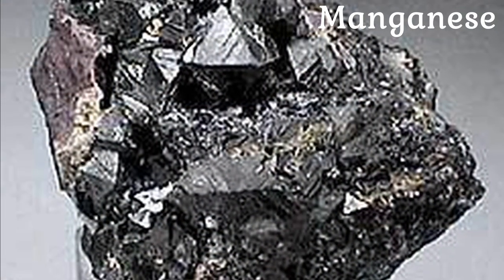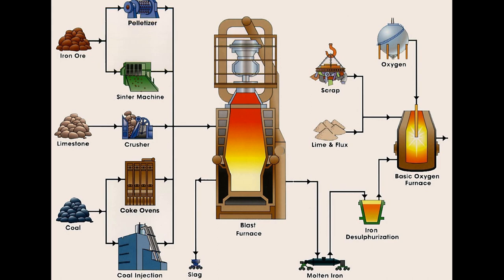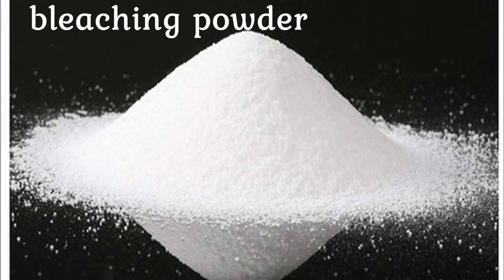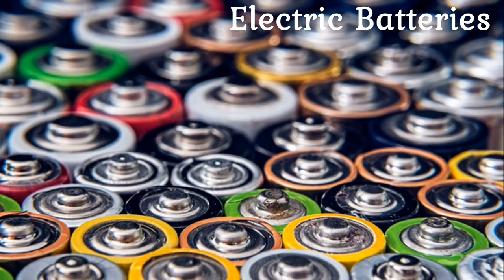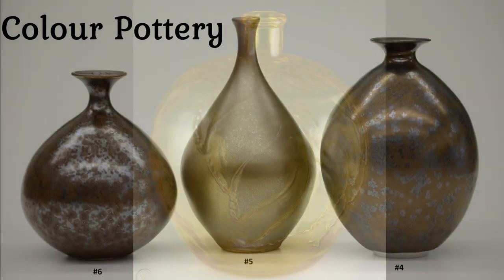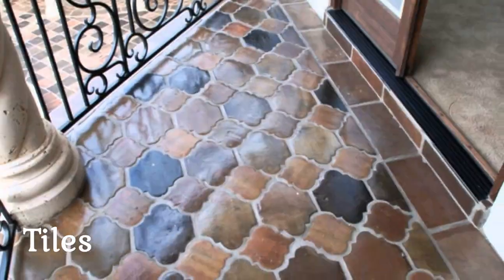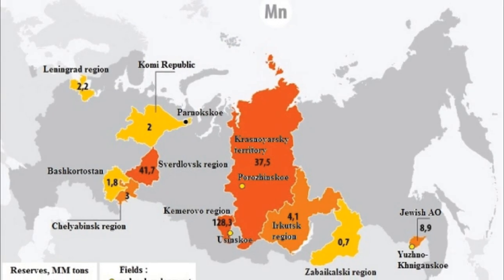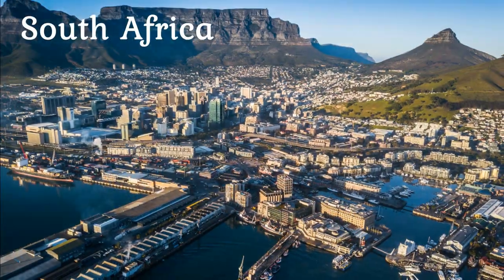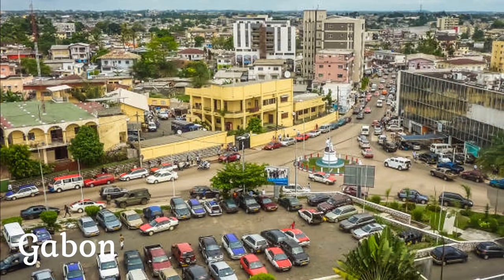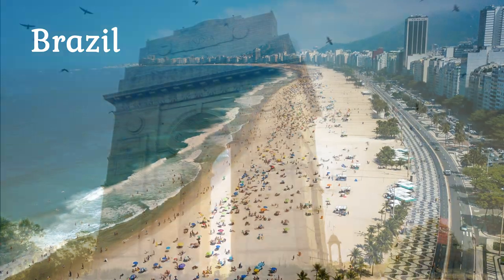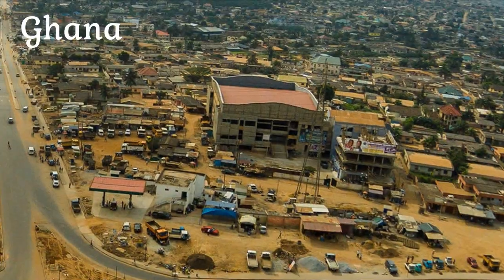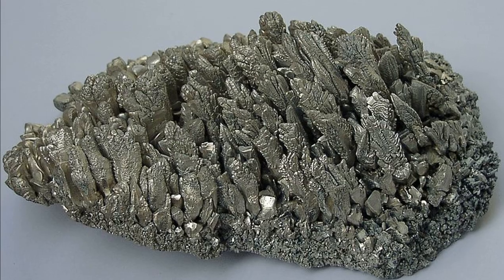Manganese. It is used in steel making and in making alloys. It is also used to manufacture bleaching powder, electrical batteries, glass articles, and to color pottery, tiles, and bricks. Russia is the world's largest producer of manganese. South Africa, Australia, Gabon, Brazil, India, China, Mexico, and Ghana are other important producers.